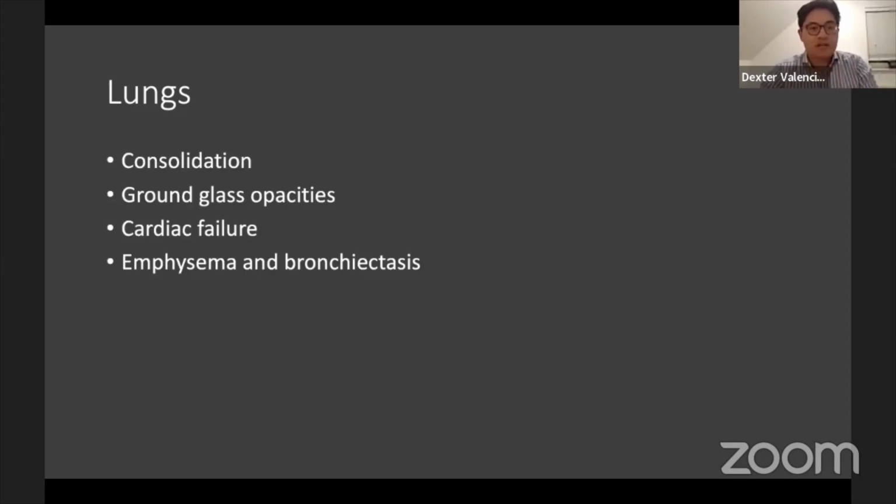So these are the things I want to cover in terms of lungs. A common thing would be consolidation. It's quite an easy concept. I'll talk about ground glass opacities, which I mentioned before but didn't have a chance to go into in detail, but it will be very simple, I assure you. We'll talk about cardiac failure because that's a common cause for breathlessness. We'll briefly touch on emphysema and bronchiectasis.